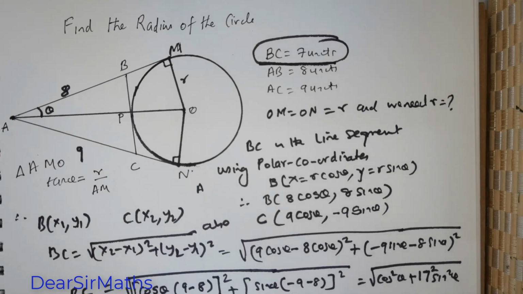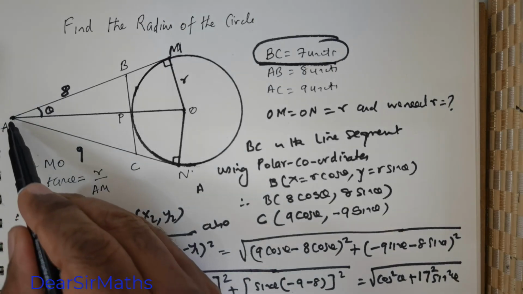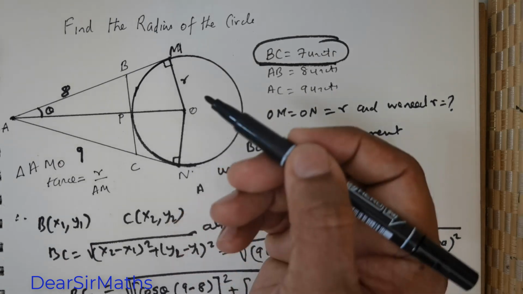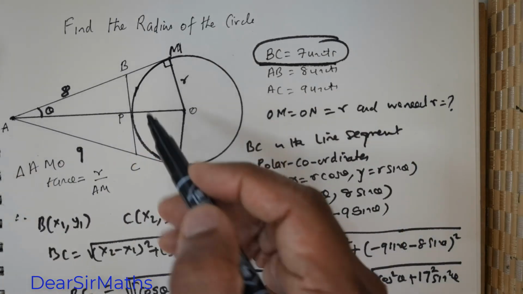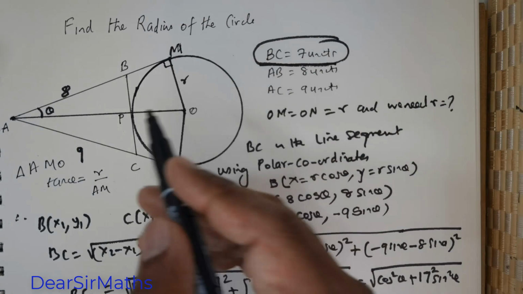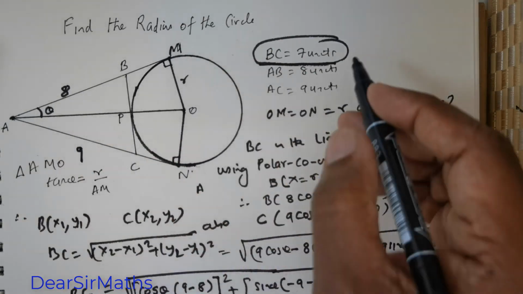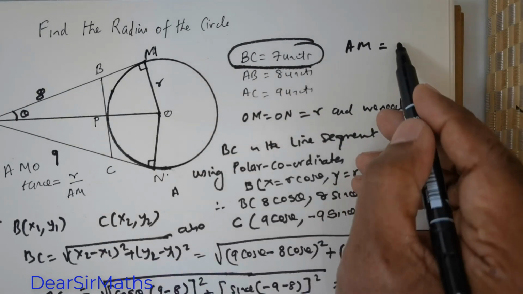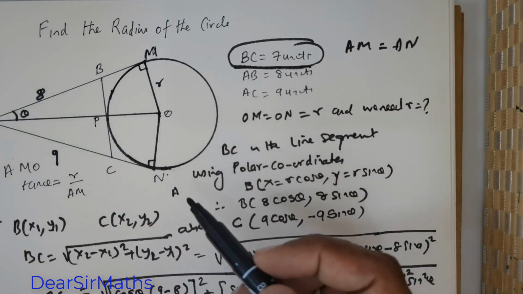This is where the tangent theorem comes in handy. According to the tangent theorem, tangents drawn from an external point to the circle will always be equal. So, that's why I said AM would be equal to AN. So, these two are equal.